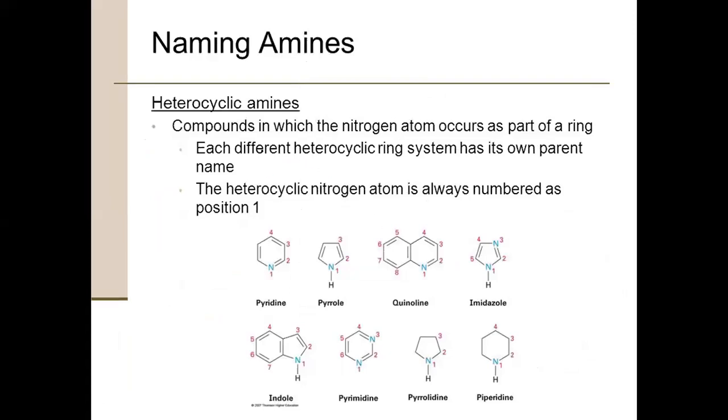Naming of the amine heterocyclic compounds. How to give the naming? So a compound in which a nitrogen atom occurs as a part of the ring is called a heterocyclic amine. Each different heterocyclic ring system has its own parent name.